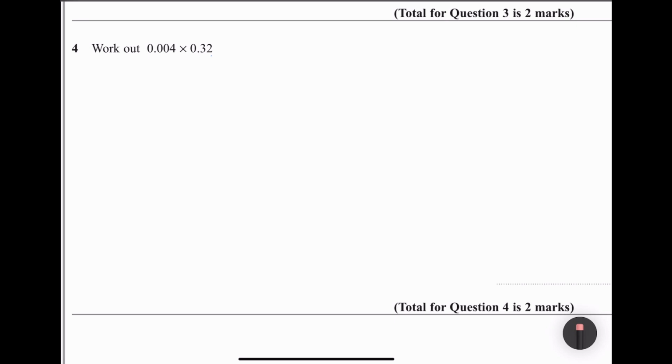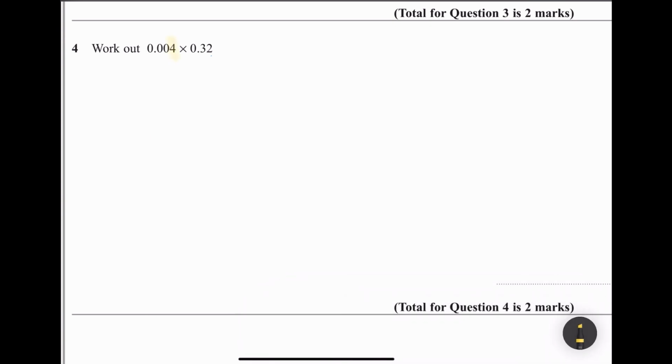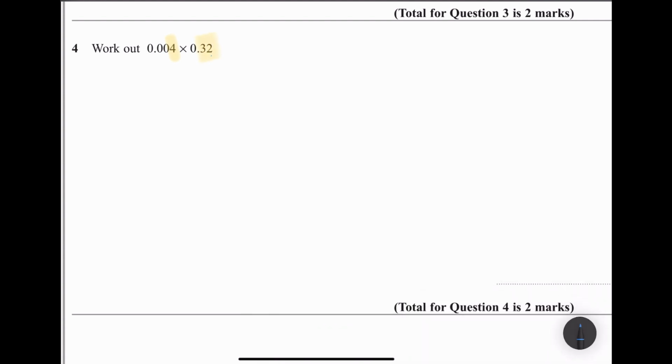Okay, question 4 now. What do we need to do for this one? So this is decimal multiplication. Easiest way to do this is to ignore the decimal points for now. Just multiply the numbers as you see, and we'll put the decimal places back in at the end.